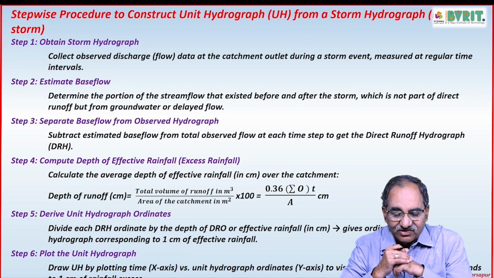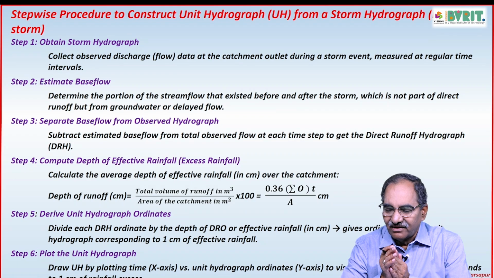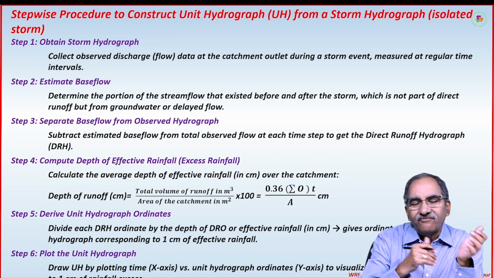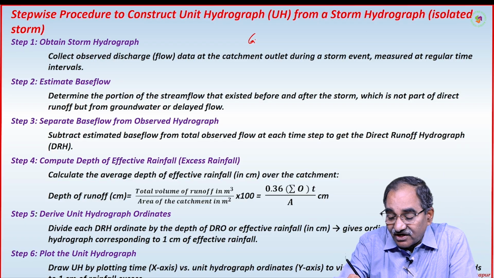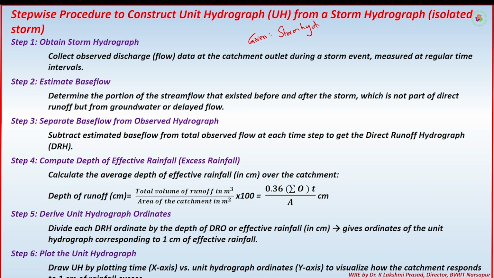Now, what is the stepwise procedure to construct a unit hydrograph from a storm hydrograph? What is given is the storm hydrograph. What is required is the unit hydrograph. Given a storm hydrograph, you want to find the unit hydrograph. So the first thing is to collect the data and plot the storm hydrograph.